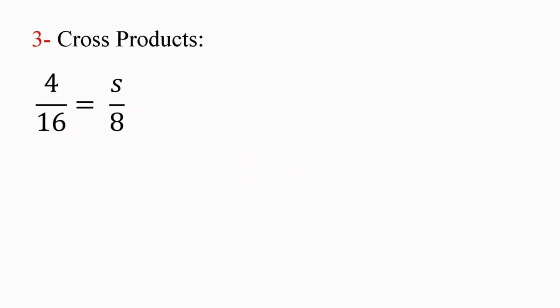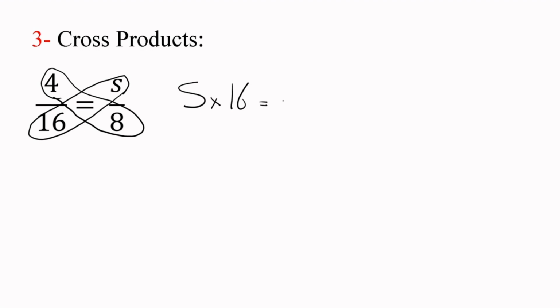The second example that we have here, 4 over 16 is equal to s over 8. If you look at this example, you can use mental math really easily and you don't have to use cross products. But here I want to teach you how to use cross products, okay? So we must multiply diagonally. First numerator to second denominator and second numerator to first denominator. So s times 16 is equal to 8 times 4.